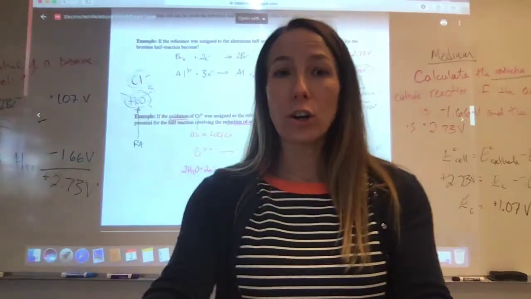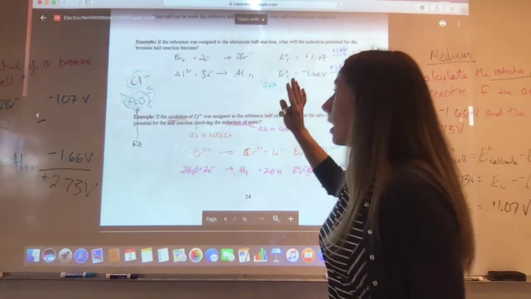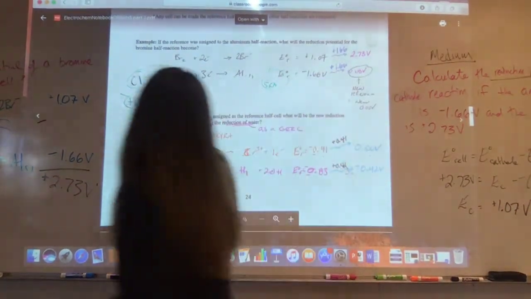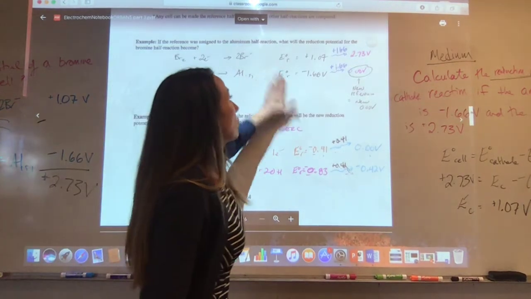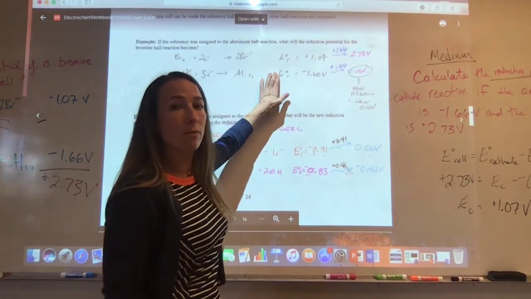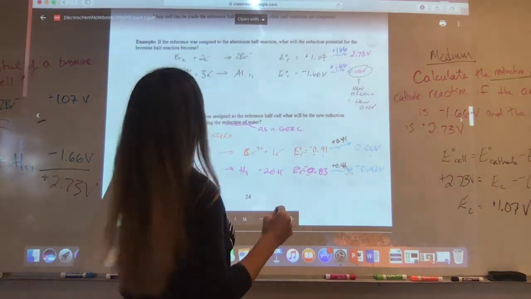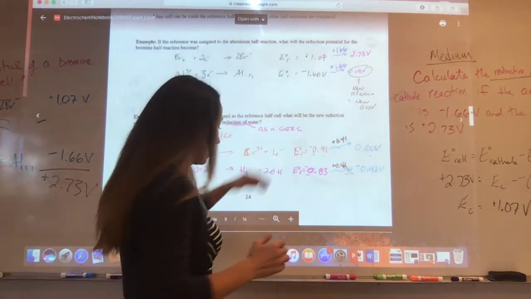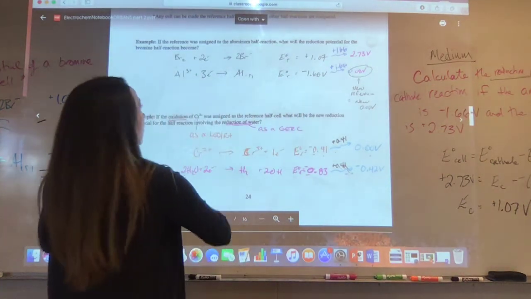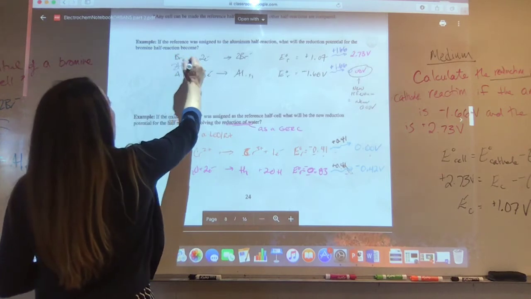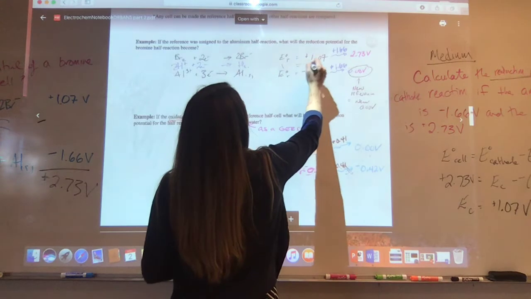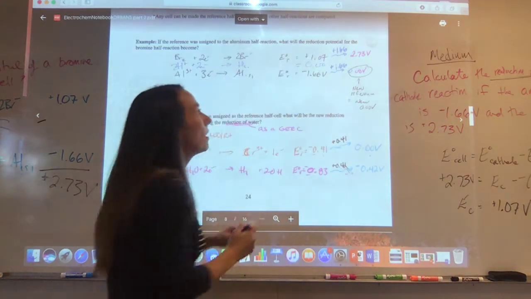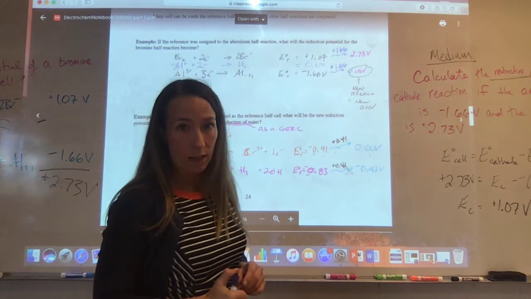And then hard is here in your workbook, in your notes, and it's talking about changing the reference cell. So if the reference cell is supposed to be 0 volts, that's the H, so the 2 H pluses plus 2 electrons going to H2 gas, the voltage on that is 0.00. This is your reference cell.